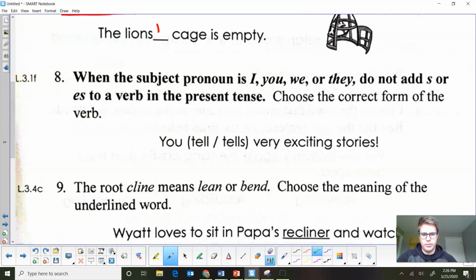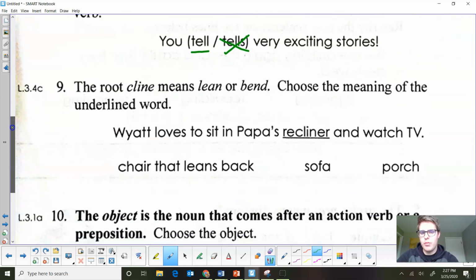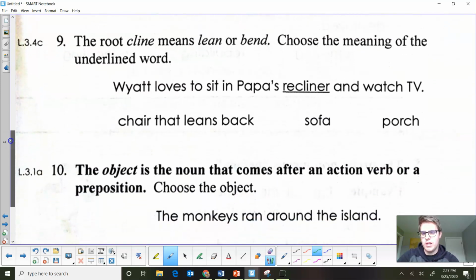Okie dokie. When the subject pronoun is I, you, we, or they, do not add S or ES to a verb in the present tense. So let's see if that makes more sense here. Choose the correct form of the verb. You tell very exciting stories, or you tells very exciting stories. Yeah, definitely not tells. The answer is you tell very exciting stories. Remember my rule, 9 out of 10 times, if it sounds right, it probably is right. Or if it sounds wrong, it probably is wrong.